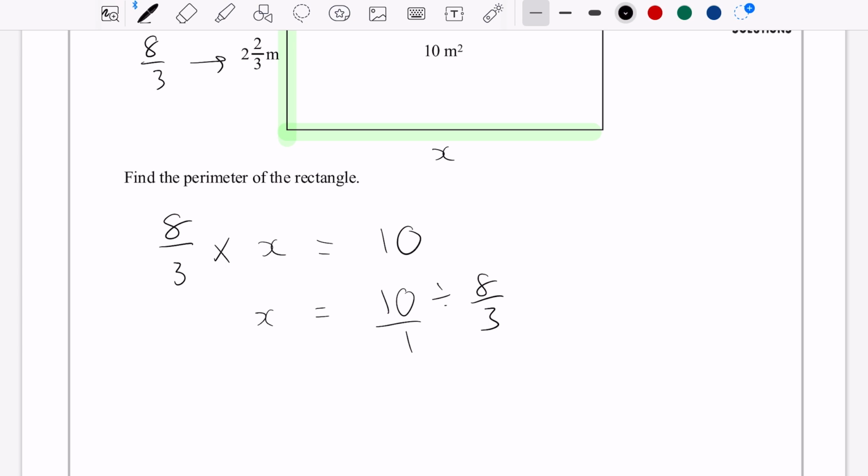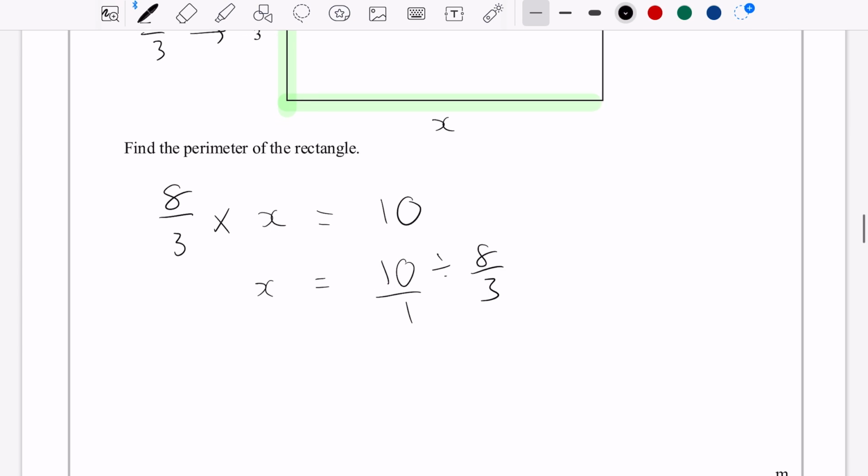Right. The method we use for division is we keep that first fraction the same, we change that to a times sign, and we flip the fraction at the end upside down. So it's 10 times 3 is 30 over the bottom one, which is 8, so it's 30 over 8. Alright, that's x. Now this is why I think this is tricky, because it's a bit harsh really.